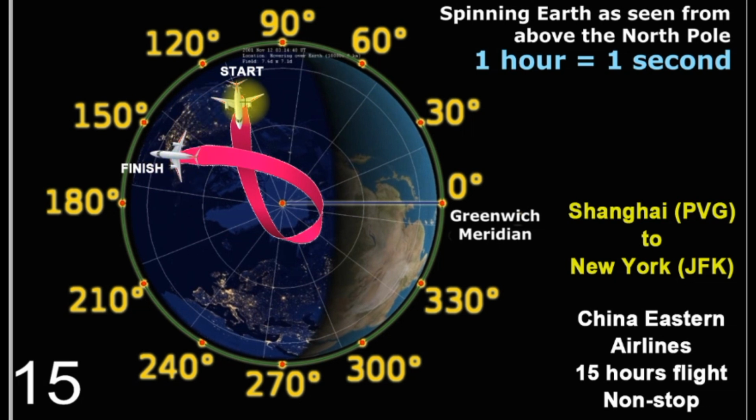Shanghai, it departed Shanghai towards New York, which was right here, but after 15 hours flight, this is where New York is. So this is the flight route. This is the point when the plane took off and the moment it arrived. Makes no sense at all on this globe Earth.